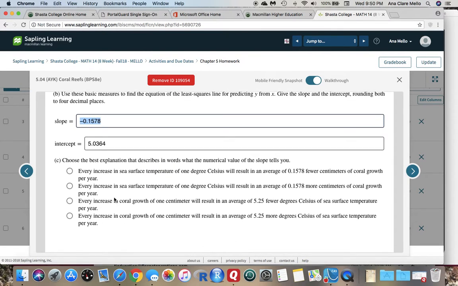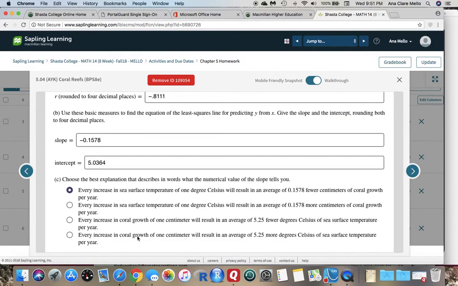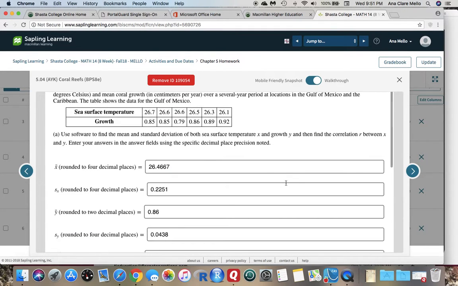When I'm looking at my statements here, I need to make sure that for every increase in sea surface temperature of 1 degree Celsius, so that's eliminating the last two, so I have the first two options, will result in an average of, I have to choose between fewer or more. Now because my slope is negative, it's going to be fewer coral growth per year. And that is how I would complete this problem.